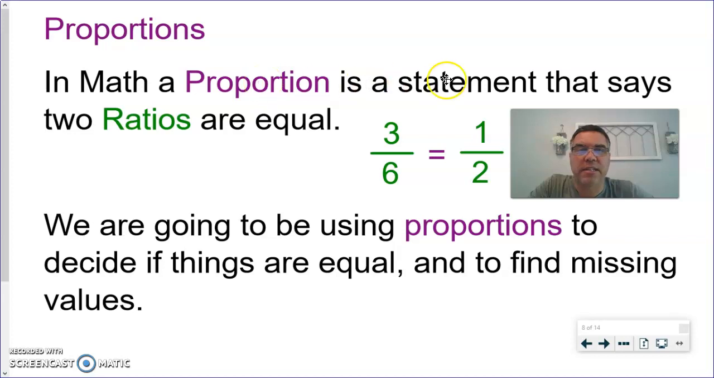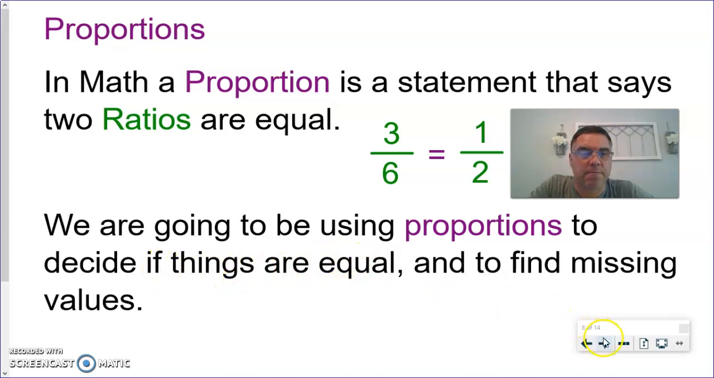A proportion is a statement that says that two ratios are equal. So we've got this ratio 3 over 6 and this ratio 1/2. And when we say they're equal to each other, this whole thing is called a proportion. What we're going to be using those proportions for is to decide if things are equal and then also to find some missing values.